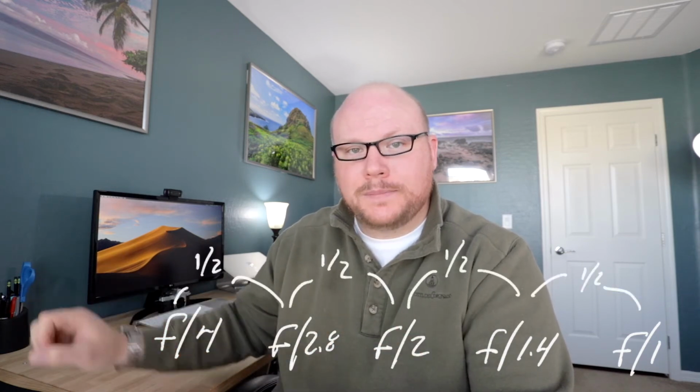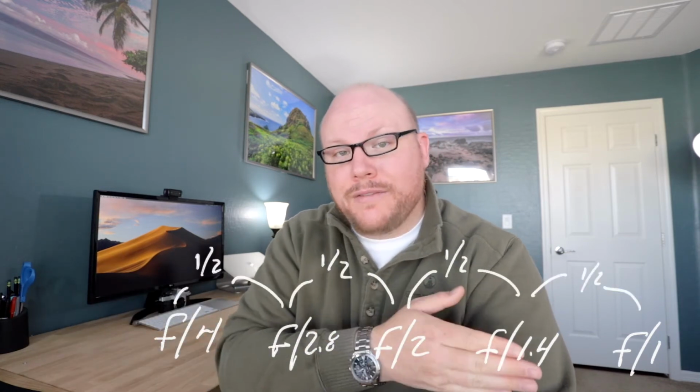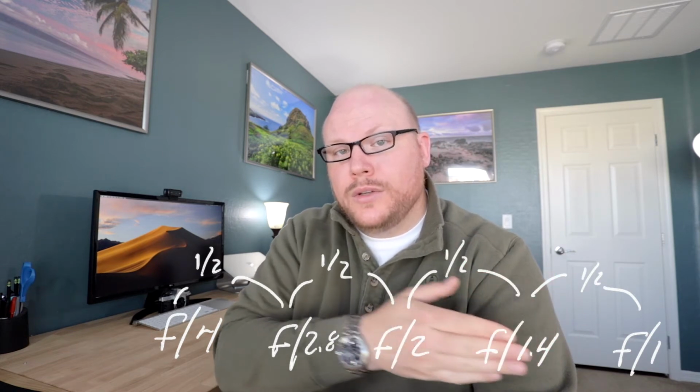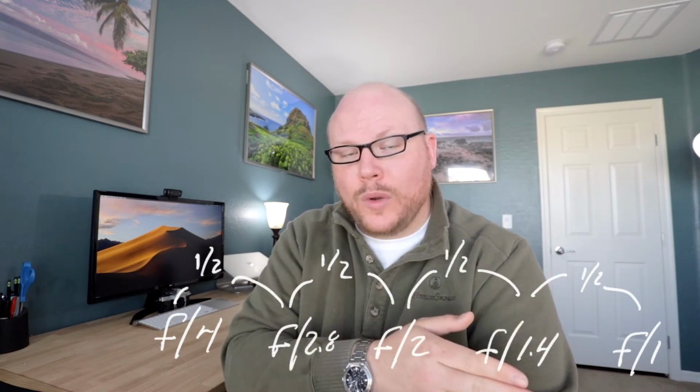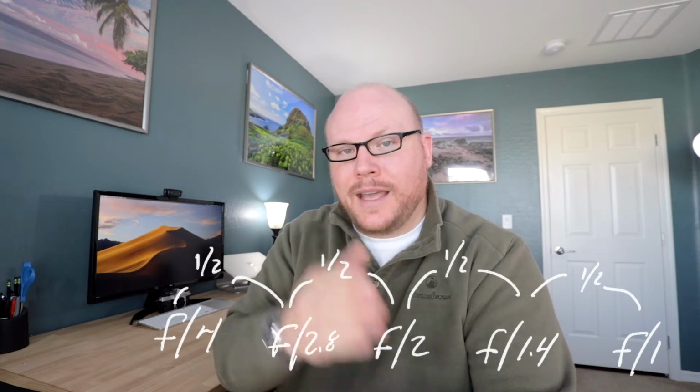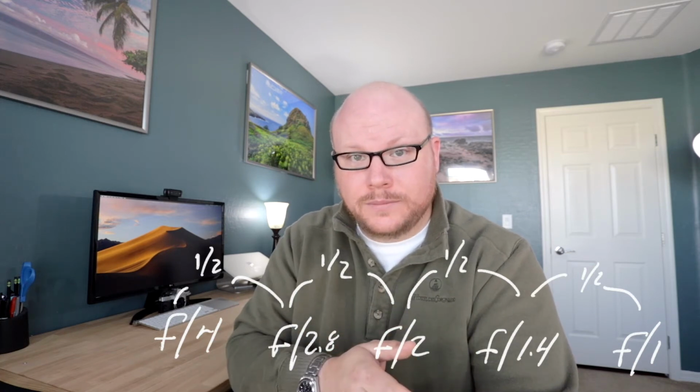Then from 1.4, we go to 2. From 2, we go to 2.8. And from 2.8, we go to 4. These measurements are probably things you've seen before. Now remember, as we go up in the scale, the amount of light goes down by half for each stop. So 1.4 has half as much light as 1, 2 has half as much light as 1.4, and 2.8 has half as much light as 2, and so on.